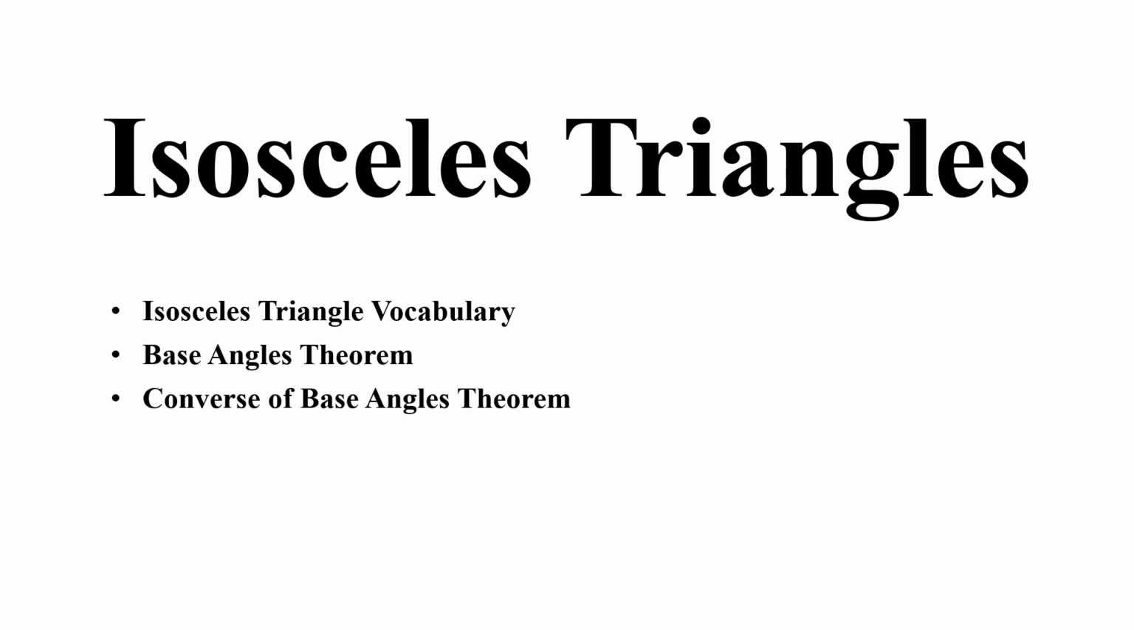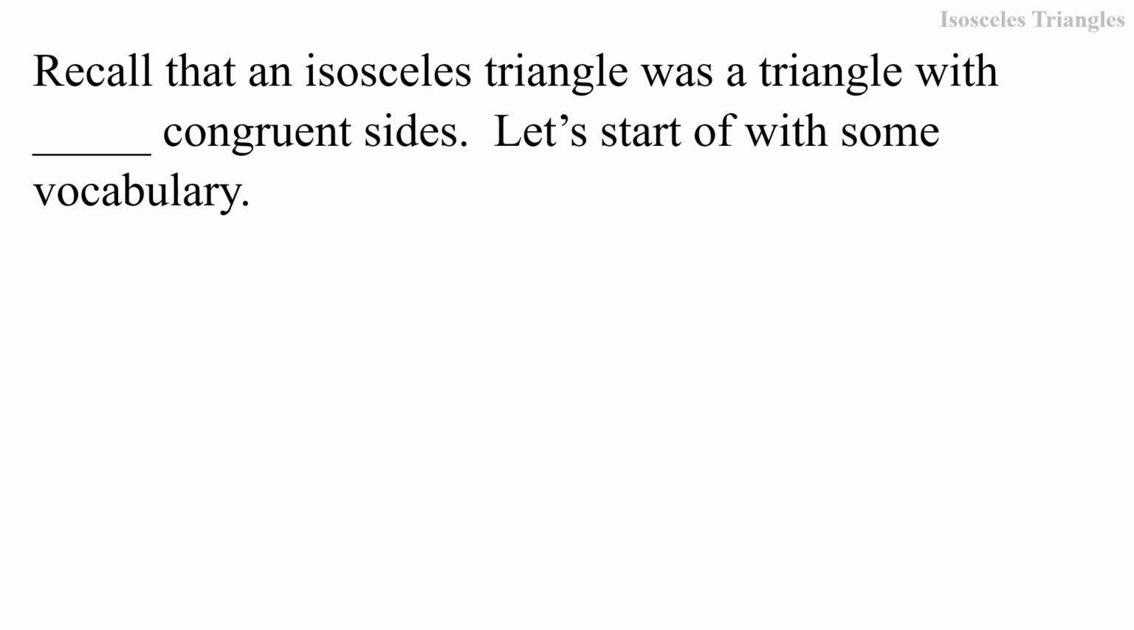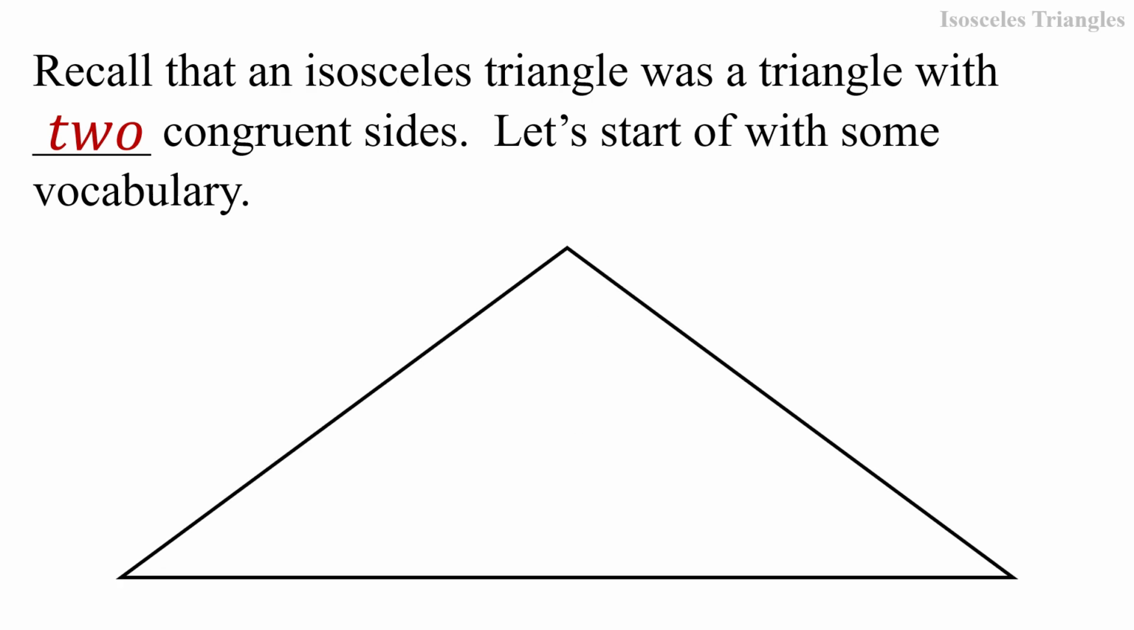We defined what an isosceles triangle was before, and we're going to define it again, and then we're going to talk about some of the rules that come with isosceles triangles. So, the definition of an isosceles triangle, remember, was a triangle with two congruent sides. So remember, if you have any triangle that has two sides that are equal, we can signify that the sides are equal by putting these two little marks, and then that's going to become an isosceles triangle.